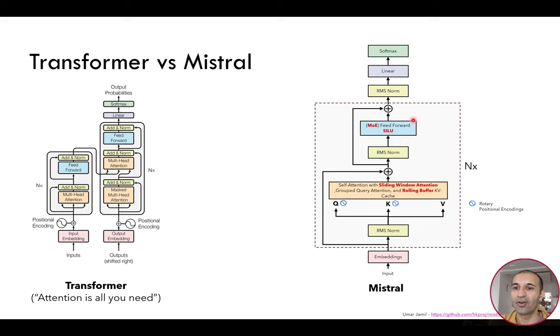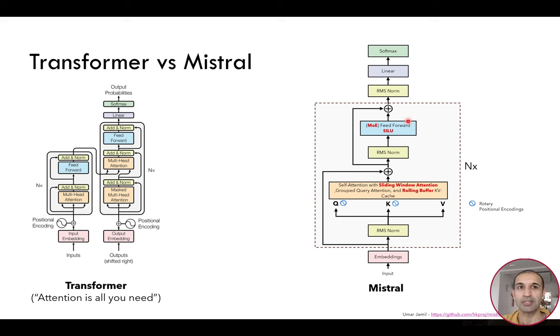And the feedforward is one in the case of Mistral 7B, the first model they released. In the case of Mistral 8x7B, it can be 8 feedforward networks in parallel with each other, which are the experts of this mixture of experts. We will see later how it works.